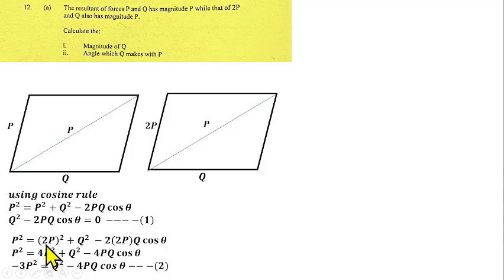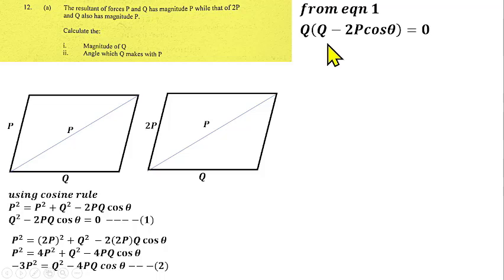Then from there, if you take this here, P squared minus 4P squared gives us minus 3P squared equals Q squared minus 4PQ cos theta, which is equation 2. So this is equation 2 now. From equation 1, we can make Q the subject of the formula. If you factorize Q out here, you'll be having Q into Q minus 2P cos theta equals 0.